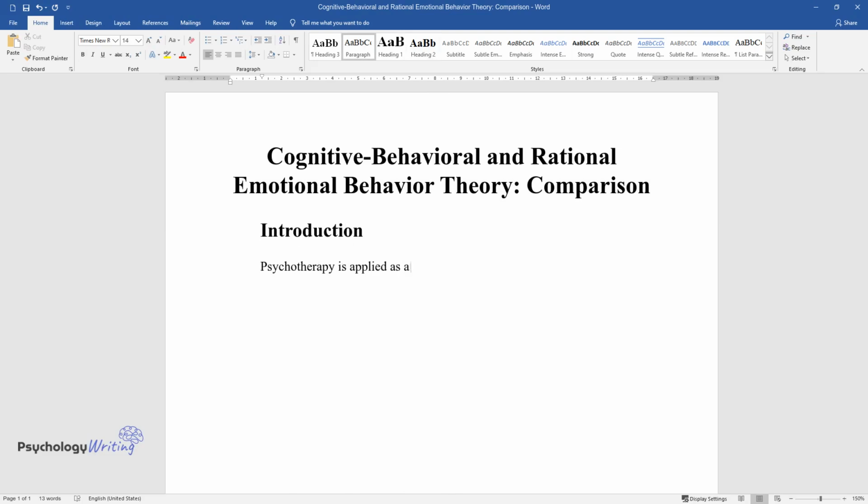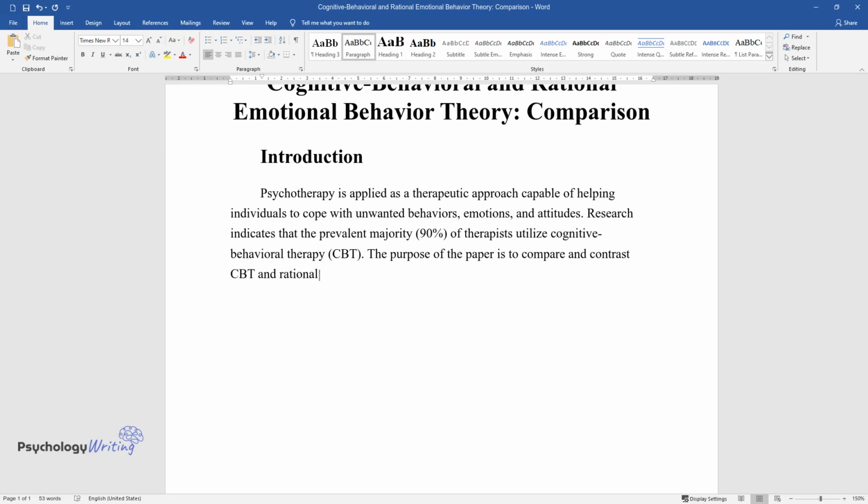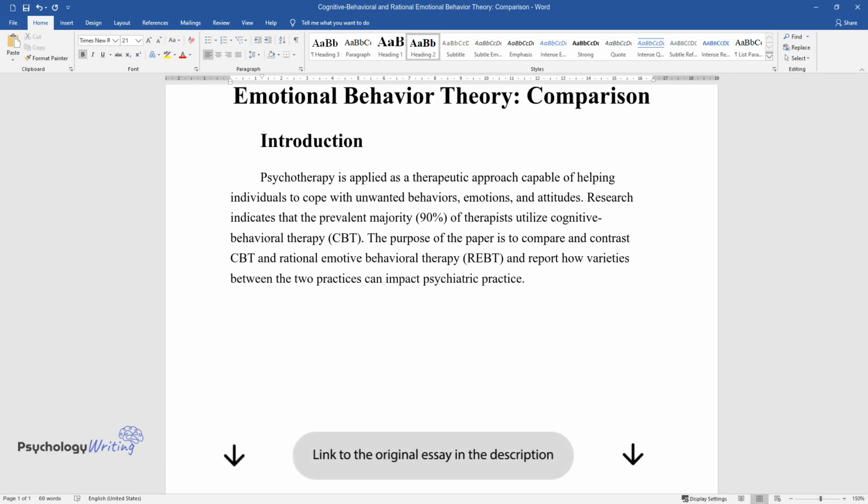Psychotherapy is applied as a therapeutic approach capable of helping individuals to cope with unwanted behaviors, emotions, and attitudes. Research indicates that the prevalent majority, 90%, of therapists utilize cognitive behavioral therapy, CBT. The purpose of the paper is to compare and contrast CBT and rational emotive behavioral therapy, REBT, and report how varieties between the two practices can impact psychiatric practice.